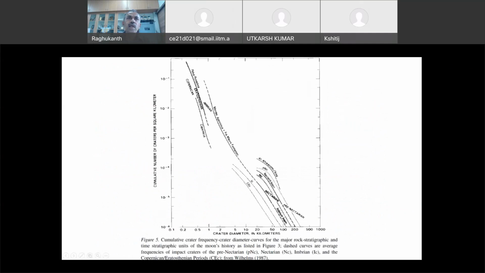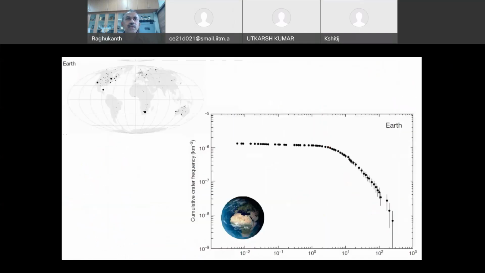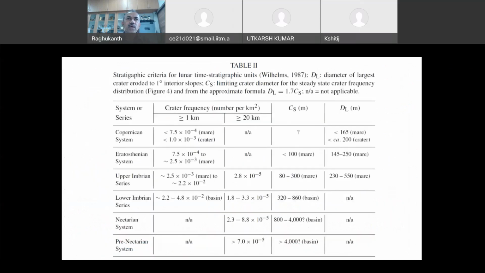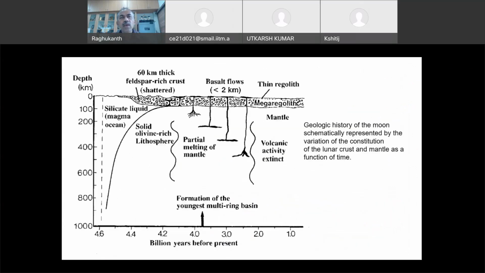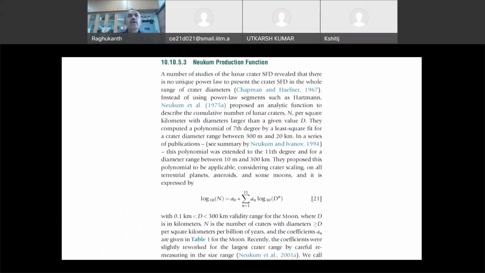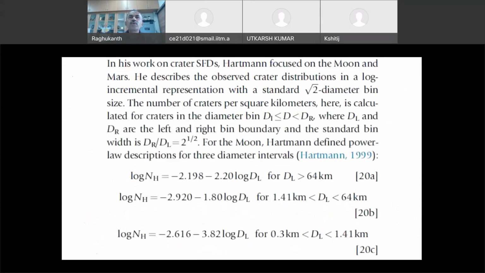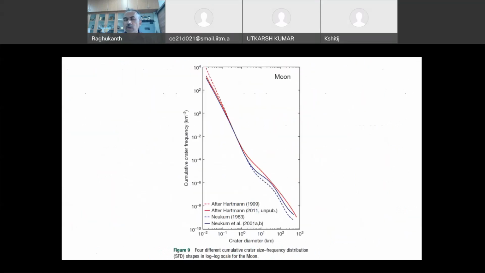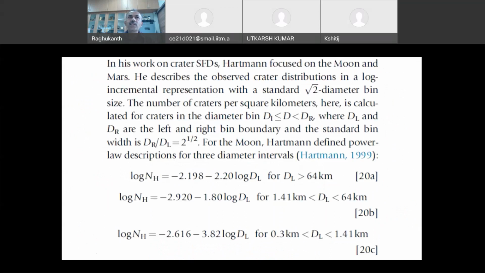So anyway, last class we already saw the size frequency distribution. How do we do this for the lunar geological time scale? How do we get it for the Moon? The most important thing we have seen is what we call the production function, the lunar production function. Two things are widely used.